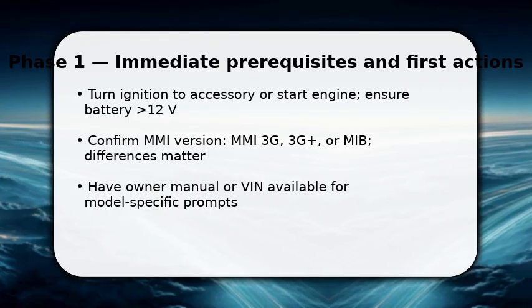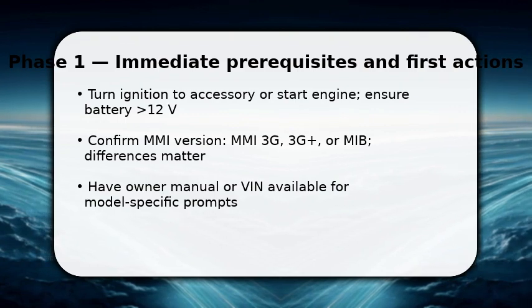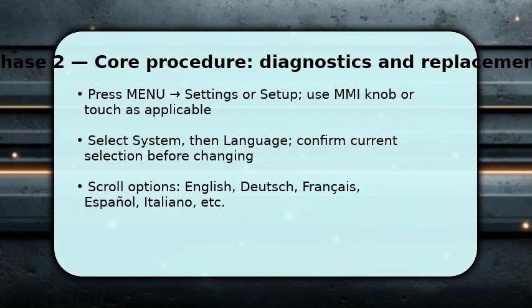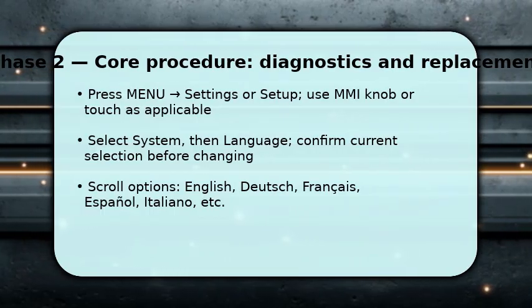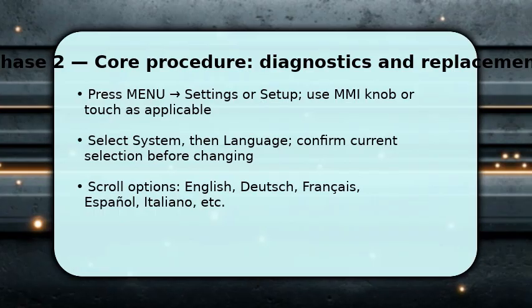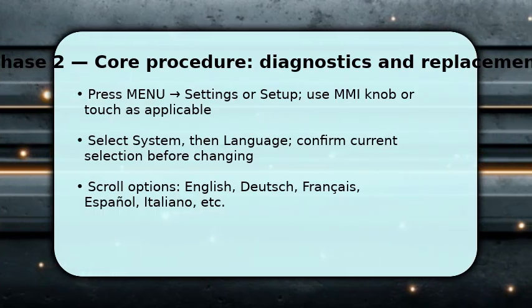Now, press the menu button to enter the main settings. This gets you straight into language options. Once in menu, choose Settings or Setup. Use the MMI knob, joystick, or touchscreen depending on your system. Navigate into System Settings, then locate Language. This is where voice prompts, menus, and some maps change.